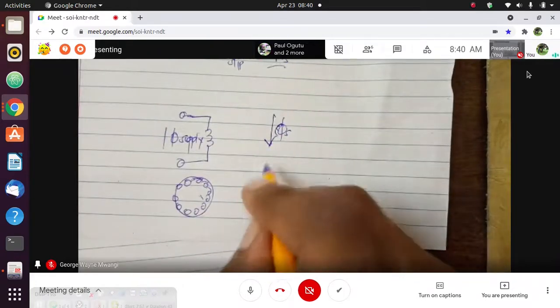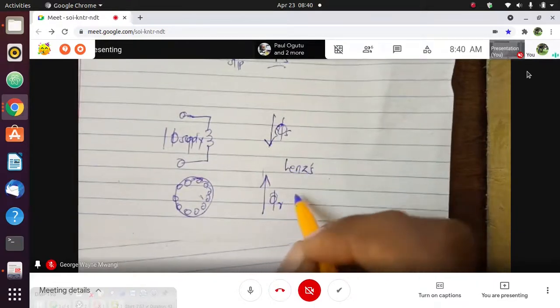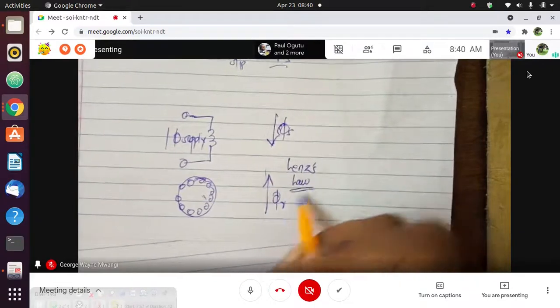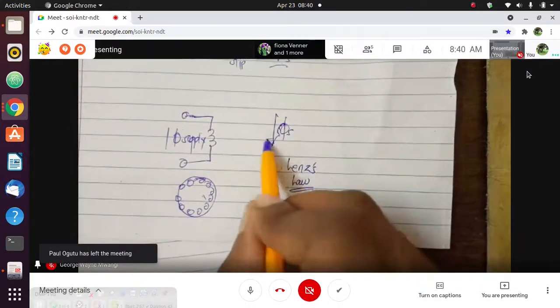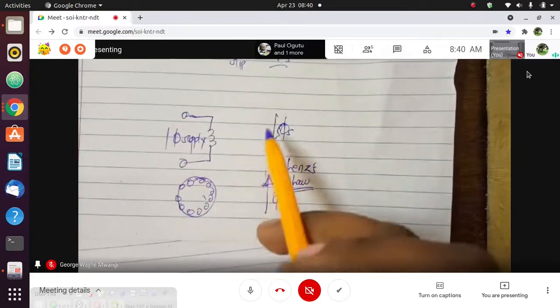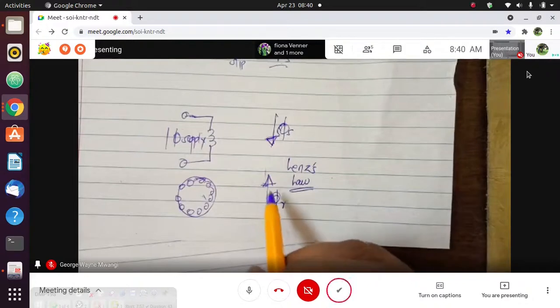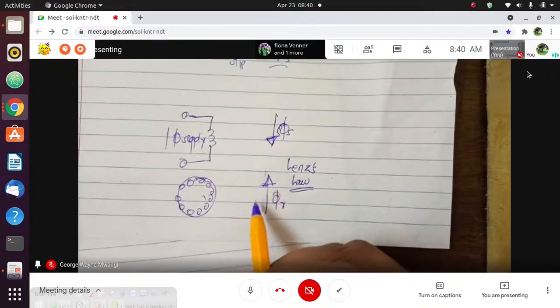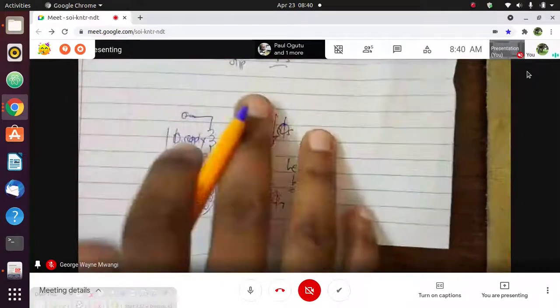Now these fluxes oppose each other, and we can find out how they oppose each other by stating Lenz's law. Lenz's law says that the current produced by flux will be in the direction opposing it. Now that is when the rotor is stationary.